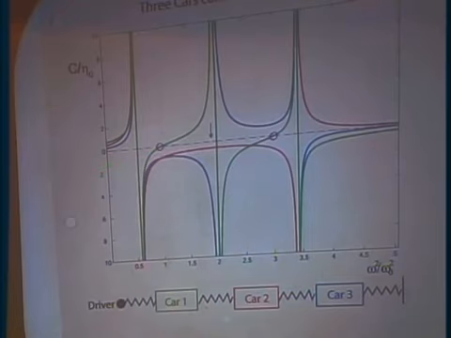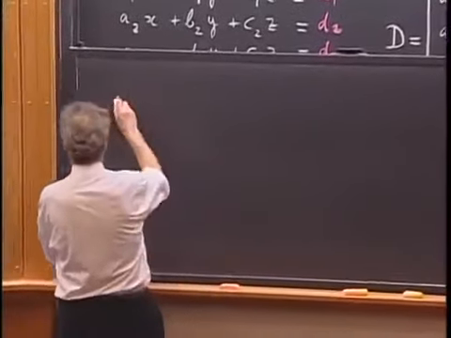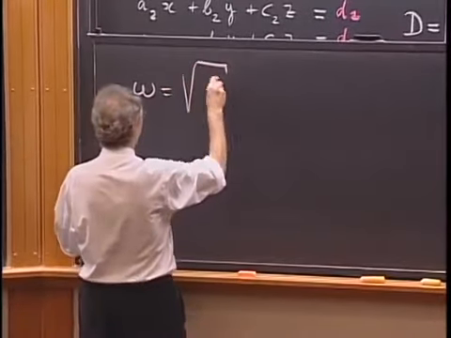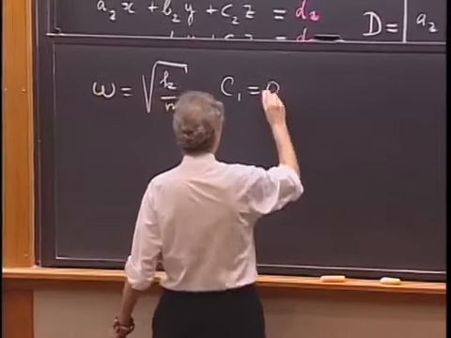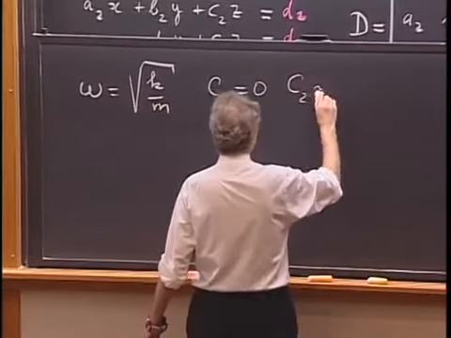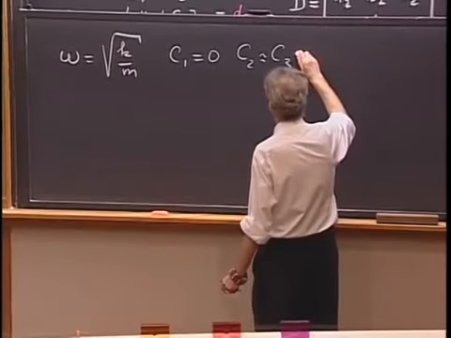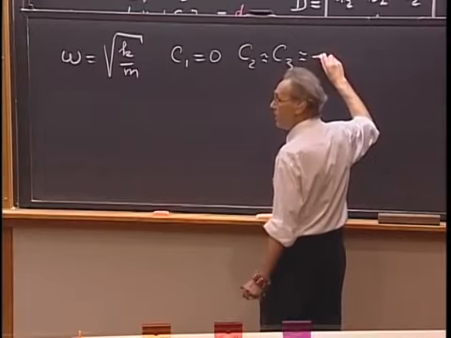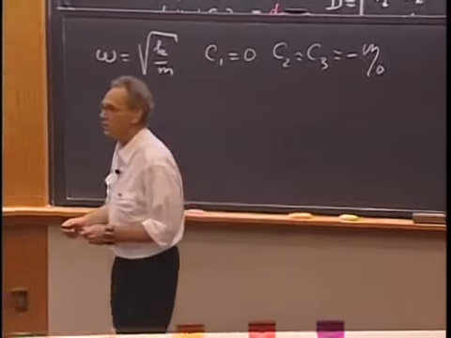So let me write that on the blackboard. That's a quite bizarre situation. So at that one frequency, so omega equals the square root of k over m, I get C1 equals 0, and my C2 is about C3, maybe even exactly C3. I never check that, and that is roughly minus eta 0. You can just see that there.